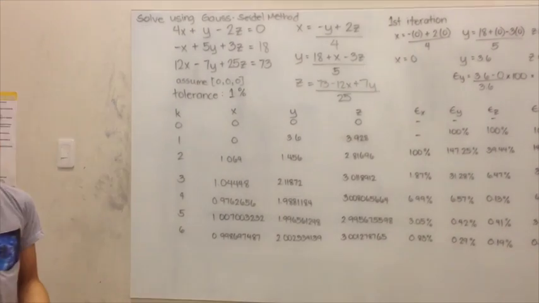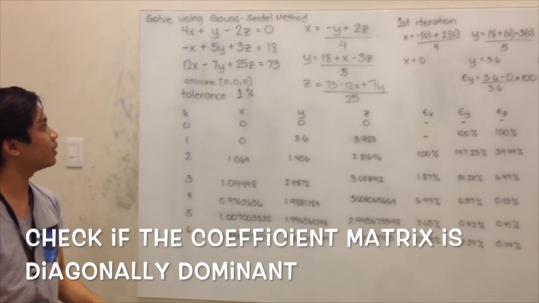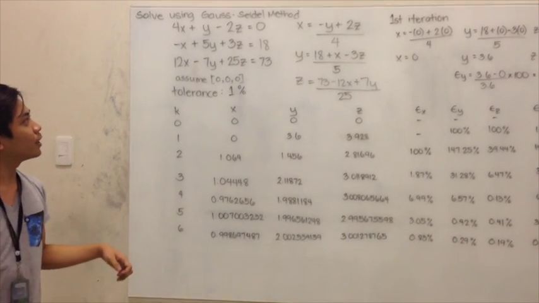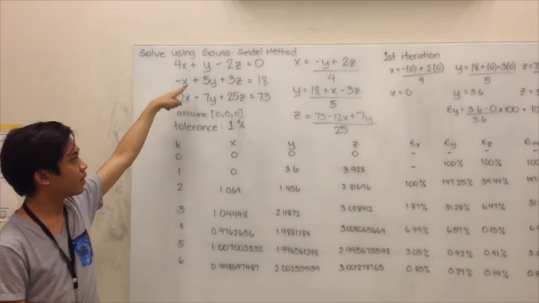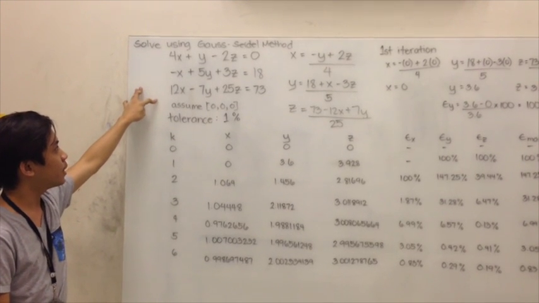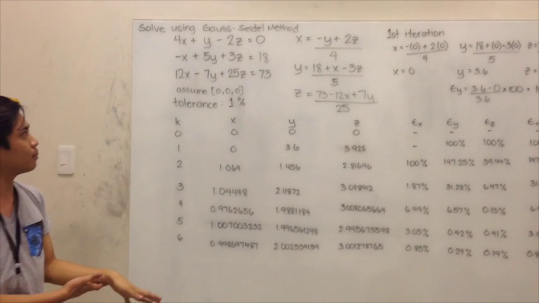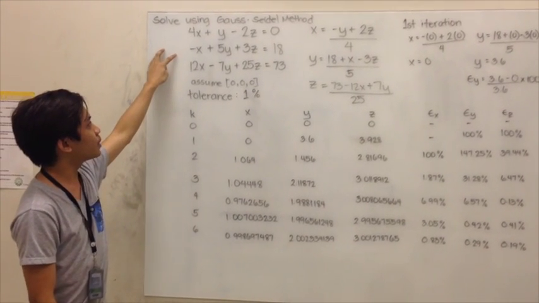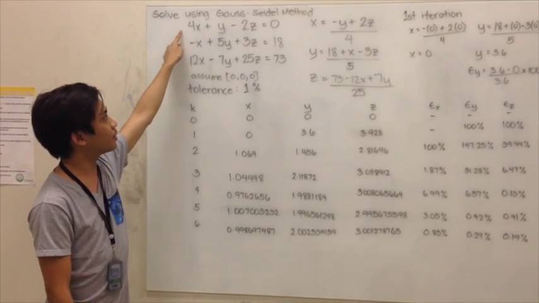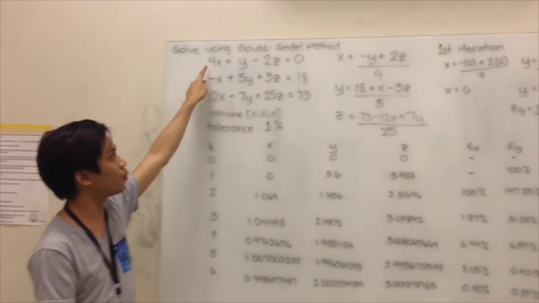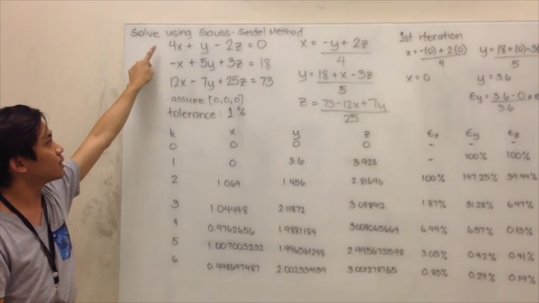So the first thing to do is to check if your coefficient matrix is diagonally dominant. So how do we check for diagonal dominance? We get the elements from the main diagonals of each equation and compare their values to the other elements on the same row. So for the first equation, we have 4, and the sum of the absolute values of the other coefficients is 1 and the absolute value of negative 2, so 3. So 4 is greater than 3.